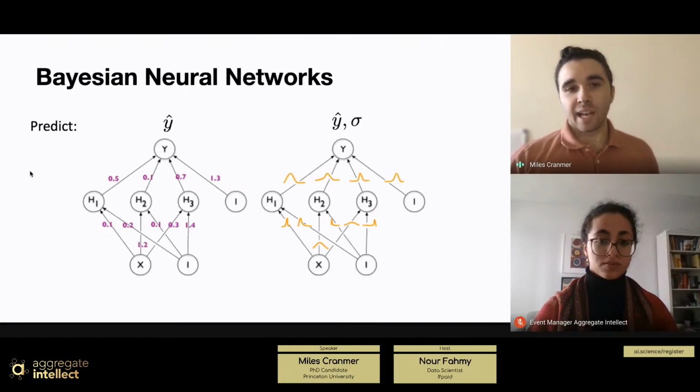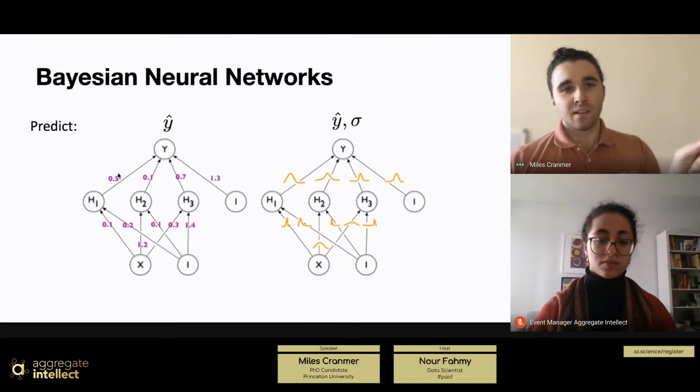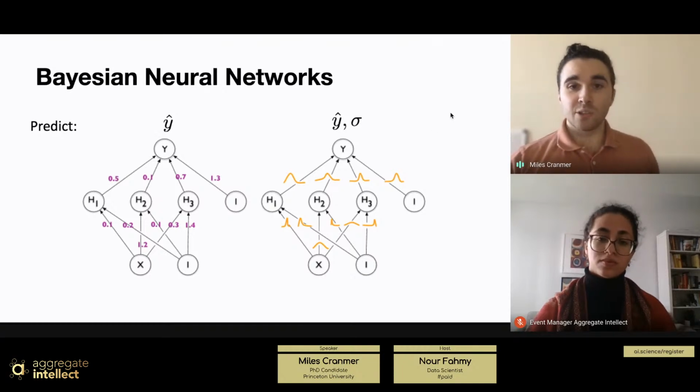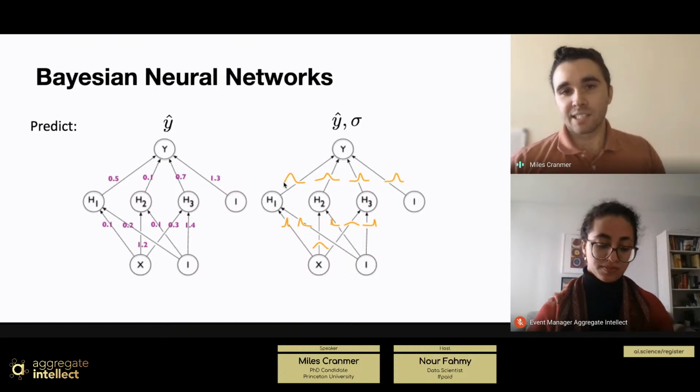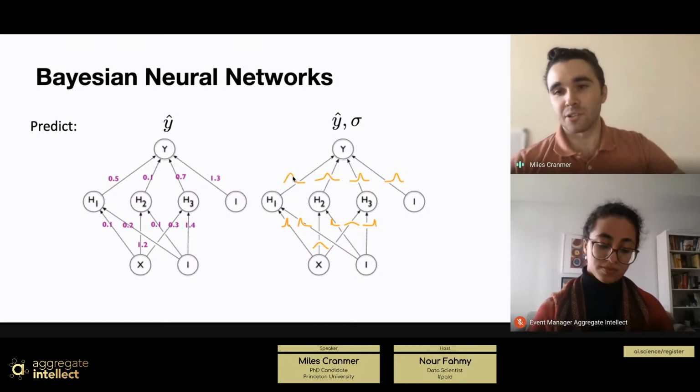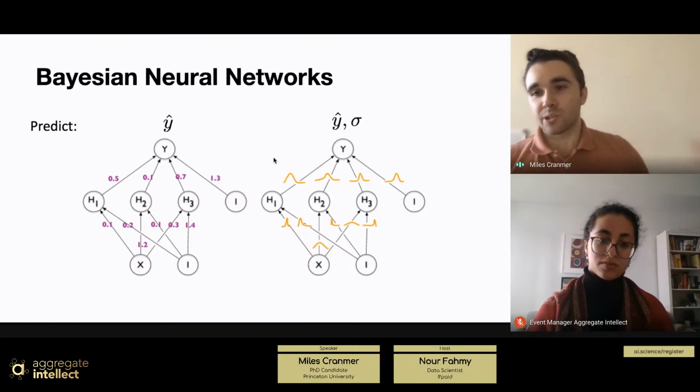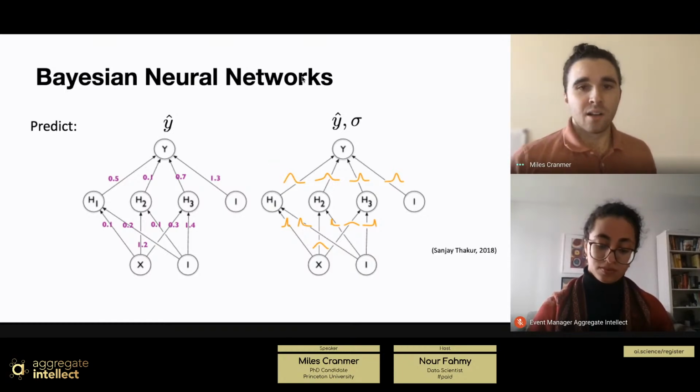Then the next thing is you take your neural network, which has all these weights. So like this weight is 0.5, 0.1. And now instead of dealing with single numbers, you deal with a distribution of these numbers. So you can think about instead of 0.5, this is like a distribution over potential values for that weight in your neural network. So this is the second step to transition to a Bayesian neural network.